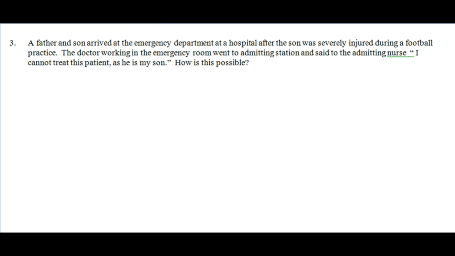A father and son arrived at the emergency department at a hospital after the son was severely injured during a football practice. The doctor working in the emergency room went to his admitting station and said to the admitting nurse, "I cannot treat this patient as he is my son. How is this possible?"